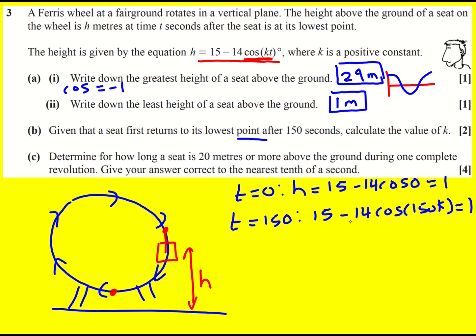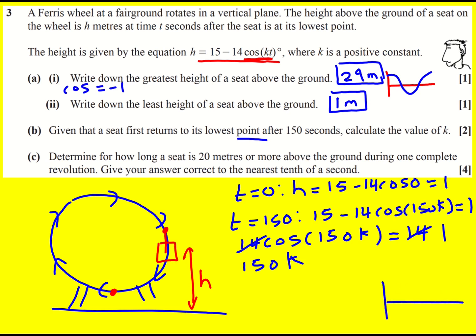So I can rearrange this. Okay, I maybe have made this unnecessary, but I'm rearranging it, and I'm going to again get cos 150k is equal to 1. So that means 150k, we know it's not going to equal 0. It's going to be when cos next hits a maximum, and that's going to be 360.